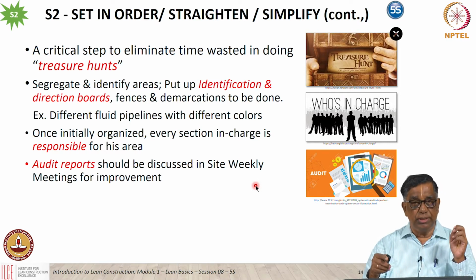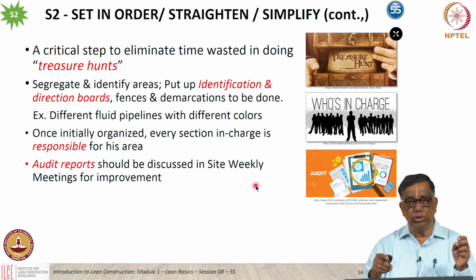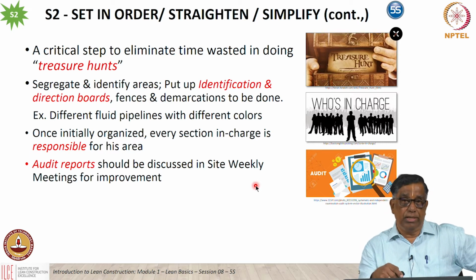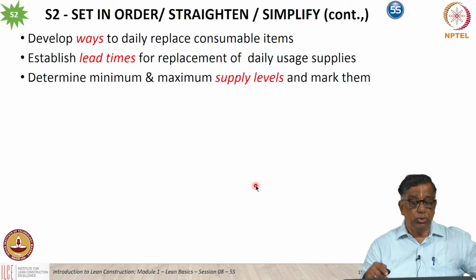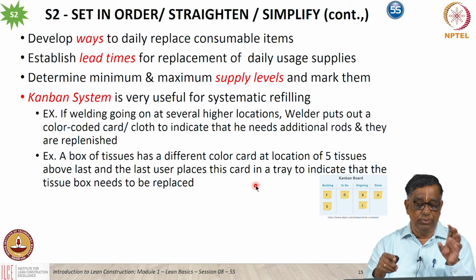So once it is properly organized, the section in charge needs to make sure that it is maintained properly in the long run. And of course, like we do for S1, we also need to do audits at regular intervals, and the audit reports need to be discussed in the site meetings, and we need to check where we stand and keep improving all the time. So it has got many other dimensions, and this is where the Kanban part comes in.